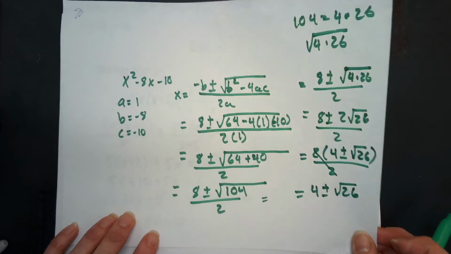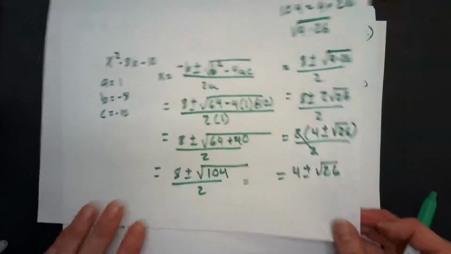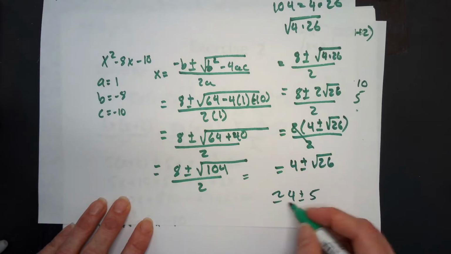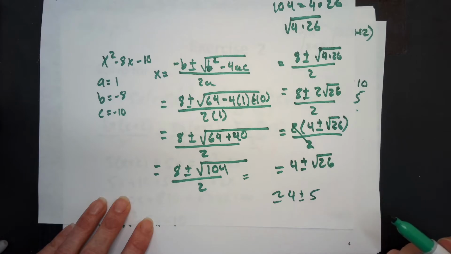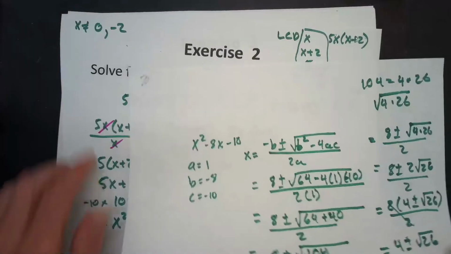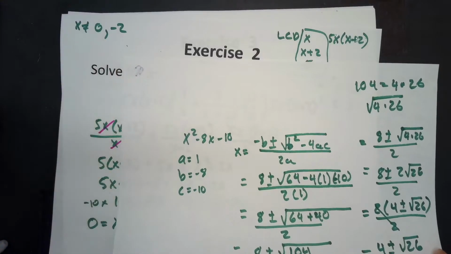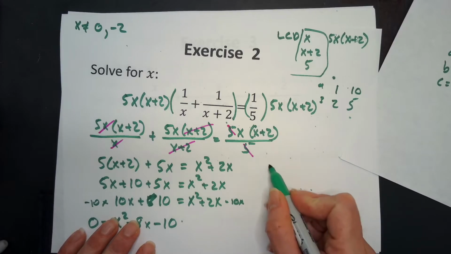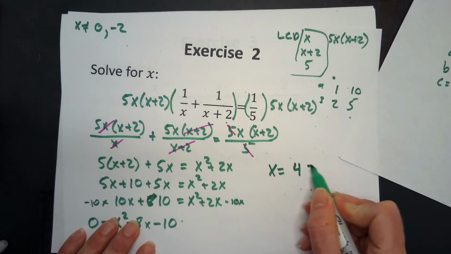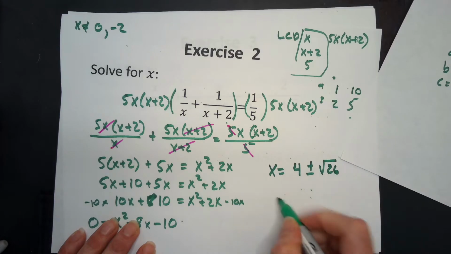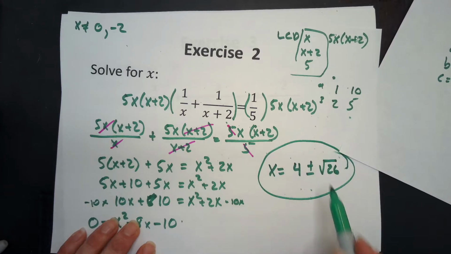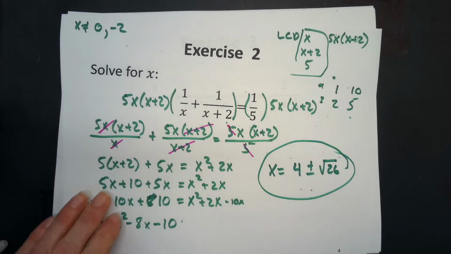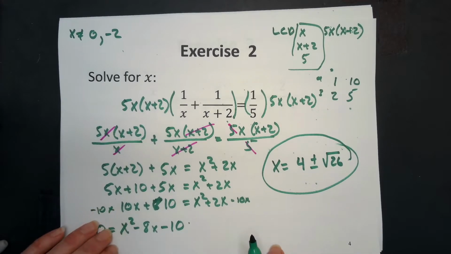And the square root of 26 is really close to 5. So in other words, this is roughly 4 plus or minus 5-ish. So it would be negative 1 or 9, neither of which is near these, so relatively speaking, this is your answer. Your answer would be x is equal to 4 plus or minus the square root of 26. And that's your solution. Write it like that. Don't give decimal form. All right.